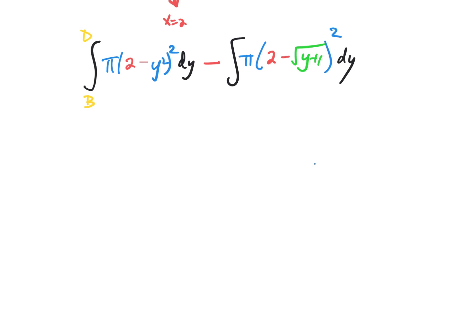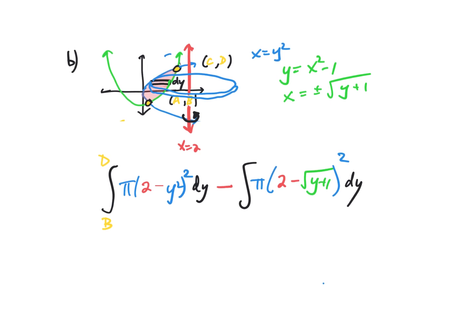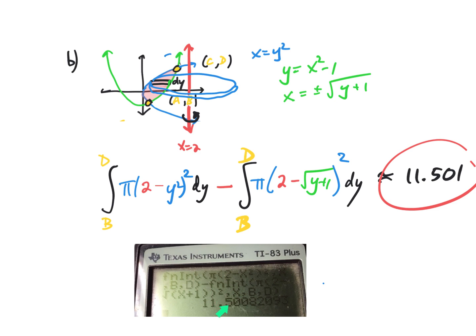Wait a second, I forgot the limits of integration for that second one. Oh, it's the exact same thing, from B to D. And you can see how it's not that hard to enter when you've got those nice values stored in B and D. You get 11.501. That's how you do 12B. 12C, there's already a video at the YouTube playlist, its own video for 12C.